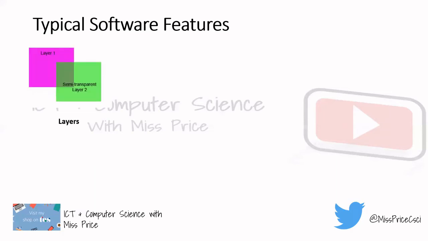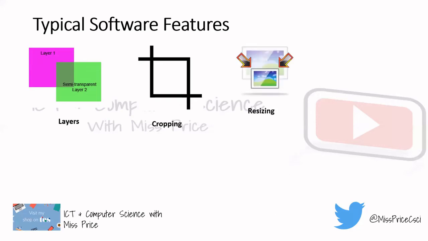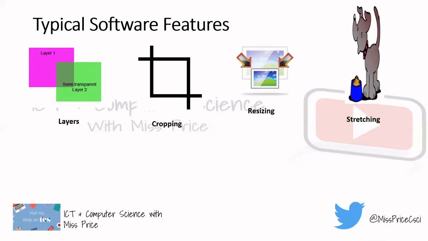So, layers. They always have layers. Some of the layers can be made transparent and put on top of each other, so you can create your own image. Cropping: you can always crop out parts of an image. Most software offers these. Resizing: you can make an image bigger or smaller. Stretching: you can make an image look stretched in or pulled out, whatever you want to do with it. You can rotate an image, so you can make it turn upside down.